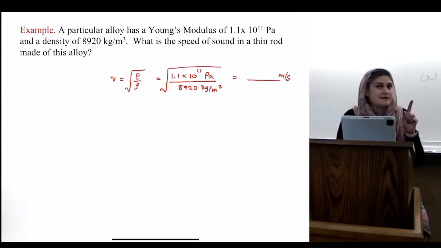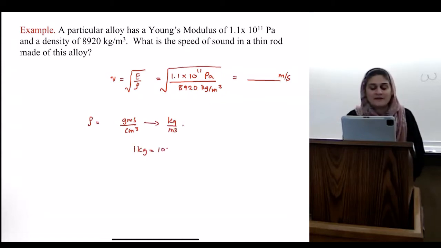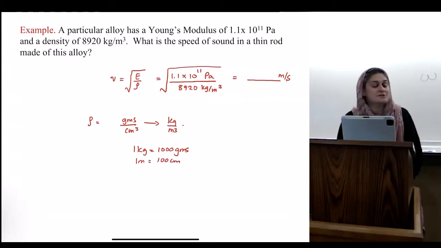Now, I think the homework gives you density, but it gives you density in grams per centimeter cubed. So you will have to convert it to kilograms per meter cubed. So 1 kilogram equals 1,000 grams, and 1 meter equals 100 centimeters. And since this is cubed, how many times is this? Centimeters, centimeters, centimeters. This is 3 times.